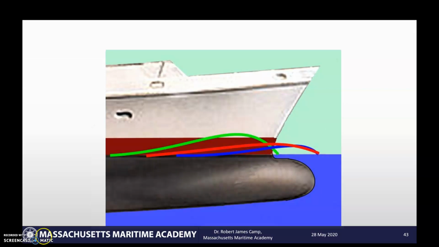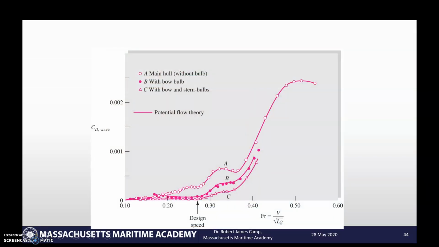So if I go and take a look at things, you can see this line A would be data points of a main hull without a bulb. B here would be one with a bow bulb, a bulb in the front. And then C here would be if you had both a bow and a stern bulb. And then you'll notice the design speed, that is a Froude number right here, somewhere between 0.25 and 0.3. And you'll notice there's a huge reduction in the coefficient of drag from the wave just by adding that bow bulb.